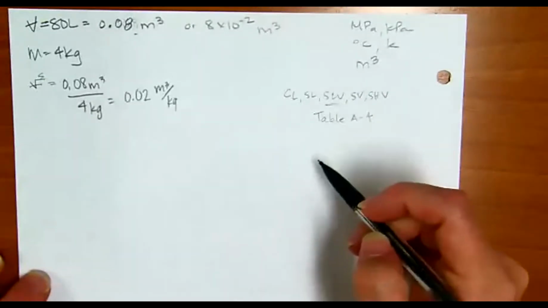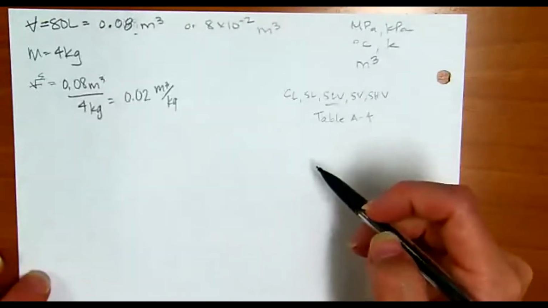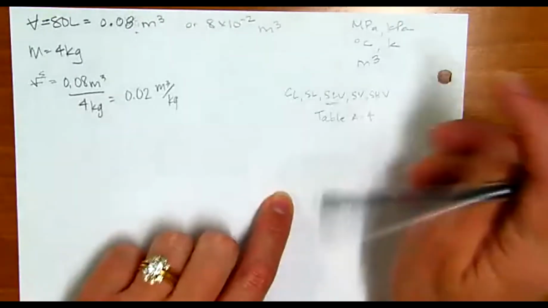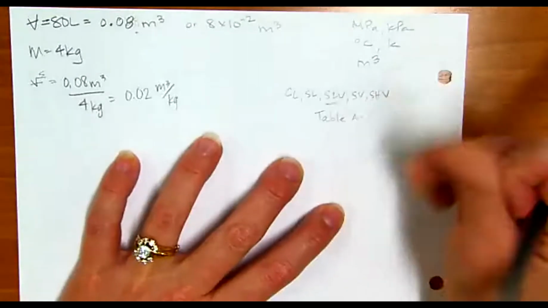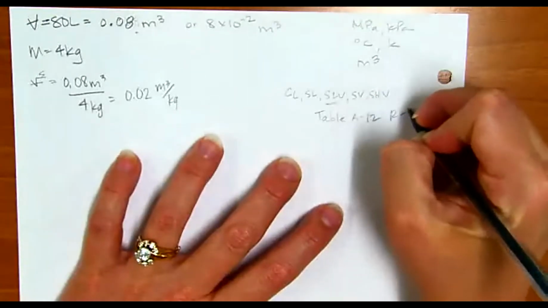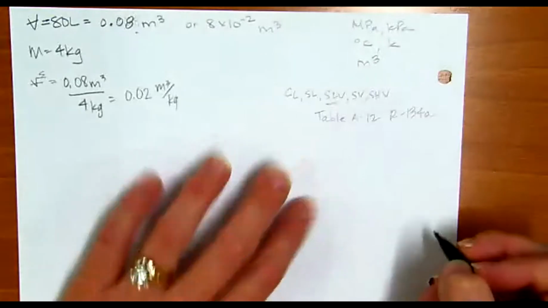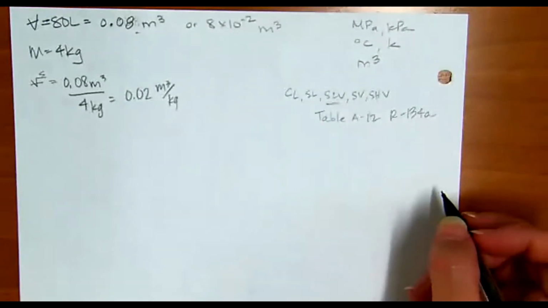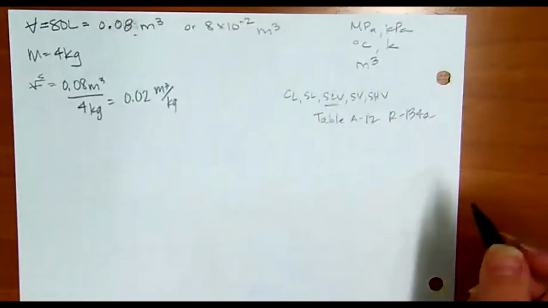So table A4 is our, I'm sorry, it's not table A4, that's for water, it's table A12, because we're using refrigerant R-134a. A4 would be if it's water. I'm making a lot of mistakes today. Hopefully I'm better on Monday, I apologize.